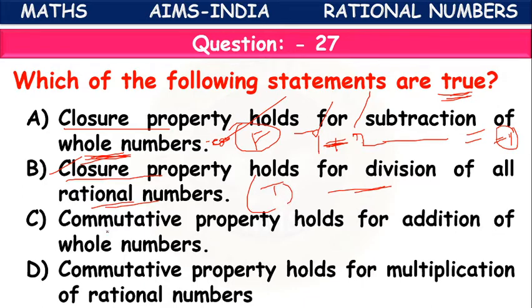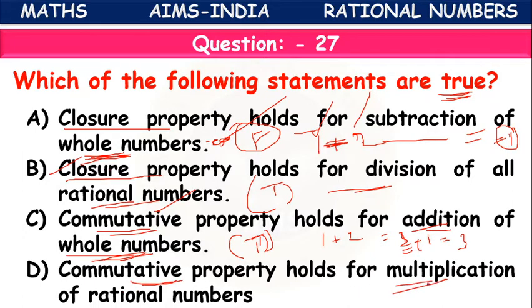True statements. Commutative property holds for addition of whole numbers. True. We can add them in any way, 1 plus 2 or 2 plus 1, but the result is the same. So for whole numbers, commutative property is applicable. True statement. Commutative property holds for multiplication. It is also true because we already learnt in properties that commutative holds for addition and multiplication. So 3 true statements are there.